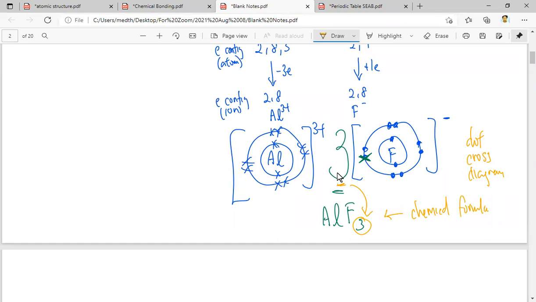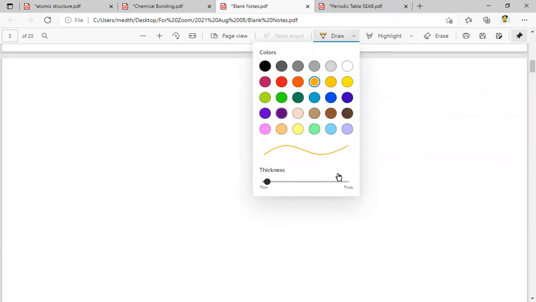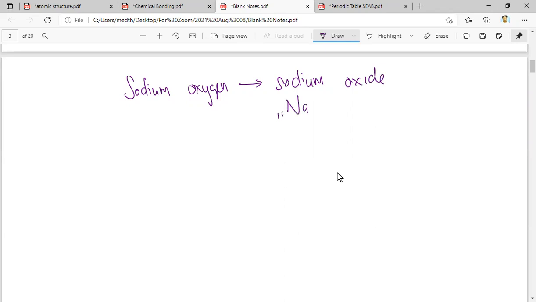Now, I want to go through another example. Let's use another one. Maybe I don't use aluminium fluoride. In this case, I use maybe sodium oxide. Sodium plus oxygen, you get sodium oxide. So I need to draw sodium oxide. So Na is 11, 2, 3; O is 8, 16. So sodium is 2, 8, 1. Oxygen is 2, 6.